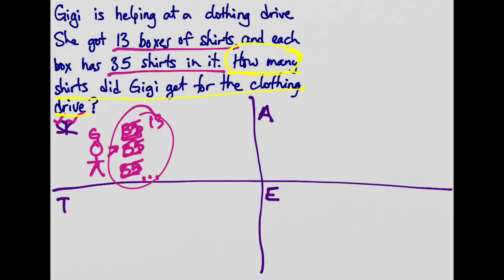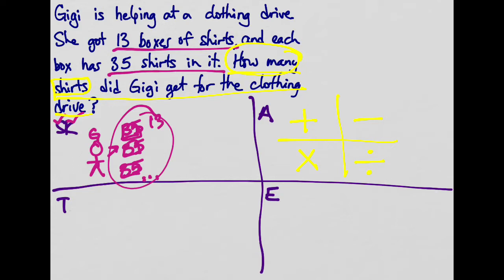How many means I'm being asked to give an amount. So my answer should be how many shirts. I'm going to go in and box the word shirts. My answer label will be shirts because that's what I'm figuring out. And then I'm going to set up my operations organizer. I have to figure out if I'm being asked to add, subtract, multiply, or divide.